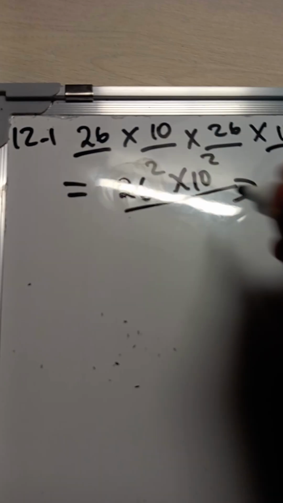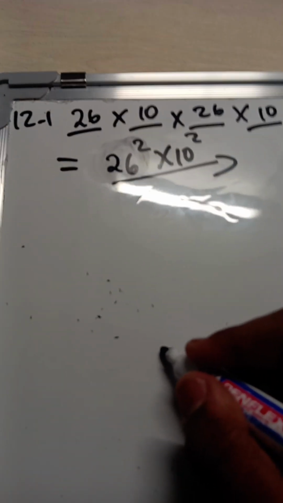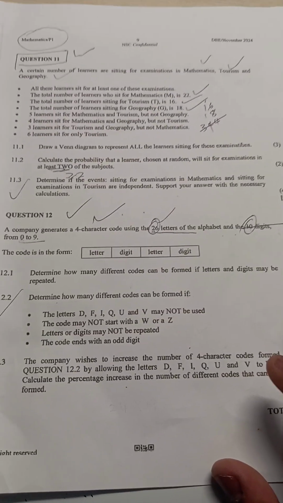26 squared times 10 squared. Okay, that's the answer there. And then now 12.2. Determine how many different codes can be formed. Now we are given conditions. Okay.